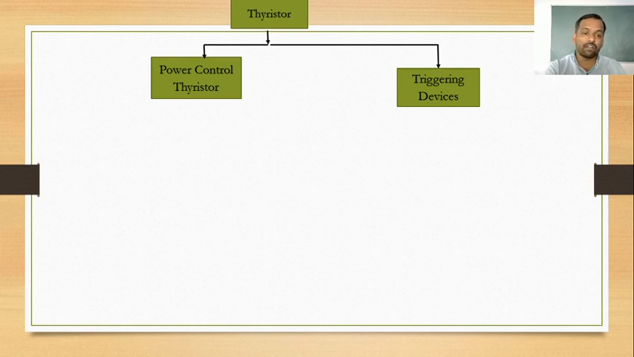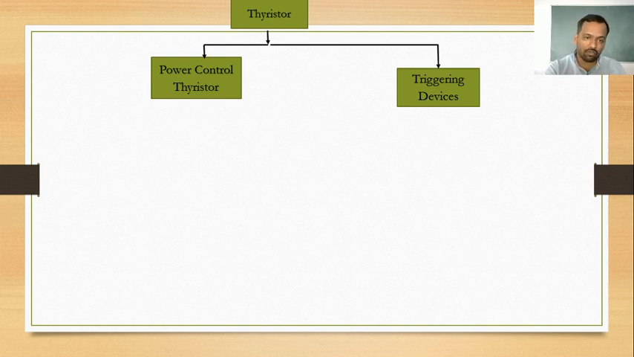Now, this power control thyristor will control and convert the power. It has many applications like inverters, rectifiers, choppers, many AC drives, DC drives, then heat control. All power controlling applications will be performed by the power control thyristor. And second is triggering devices. These devices are used to trigger or to turn on the power control thyristors.